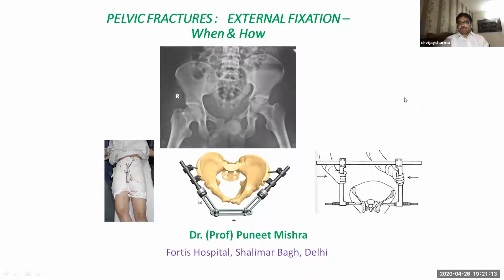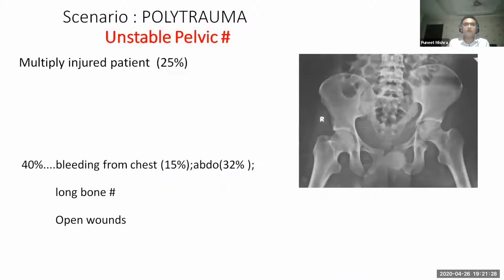Okay. So now we have a patient who is actually bleeding from the pelvis or from other vital organs, which we have to find out. So what is the role of external fixation? In my talk, we'll also cover the role of the pelvic binder as we proceed.